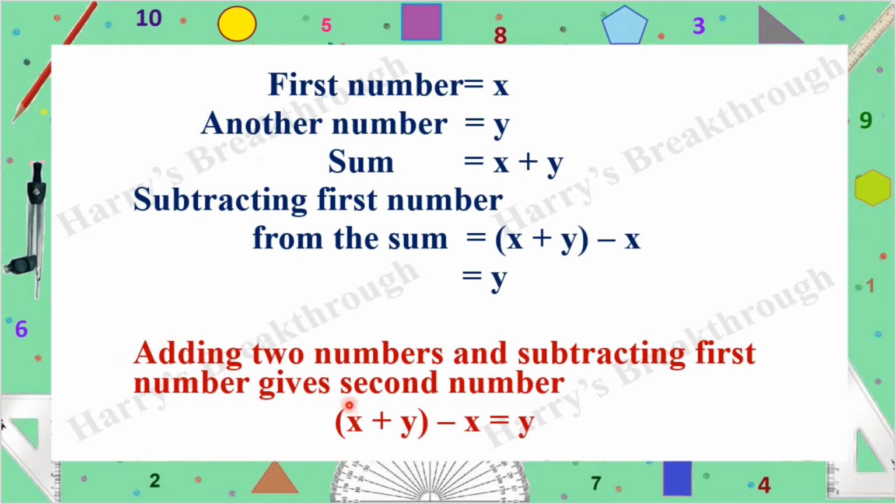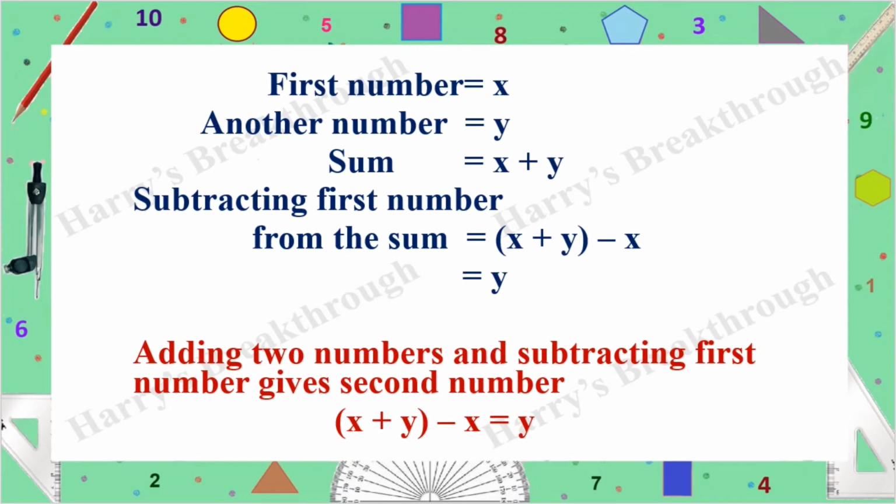Here I have written x plus y in brackets. This bracket means this should be done first. x plus y should be done first. Then subtract the x. Then we will get the second number.